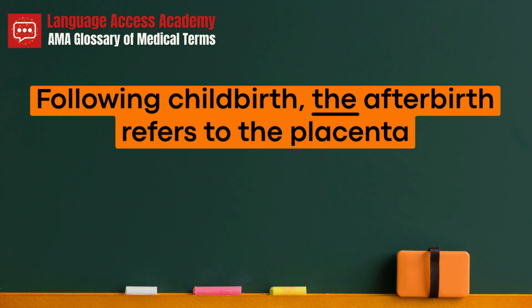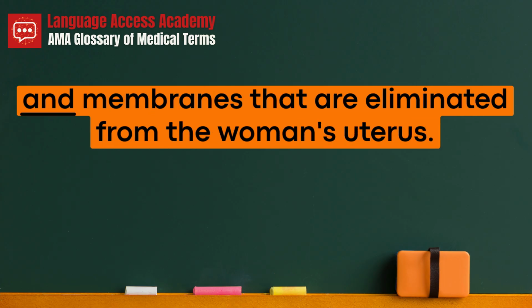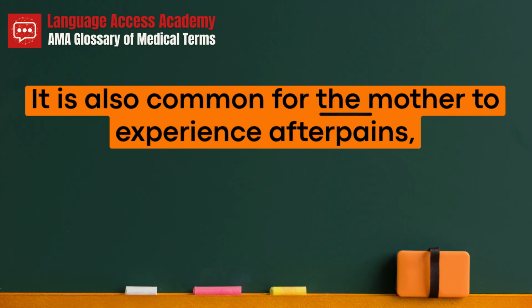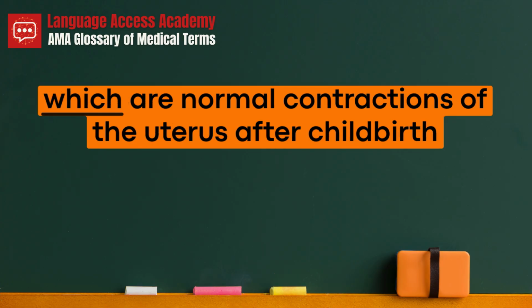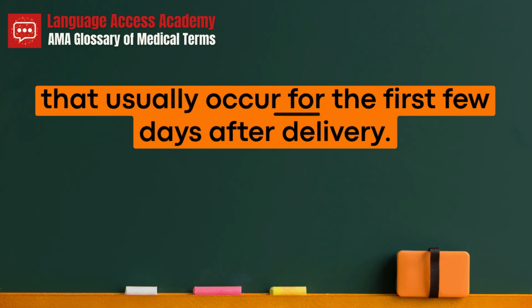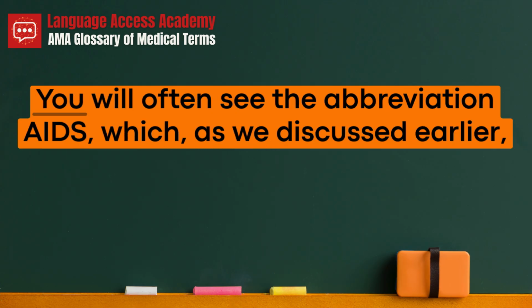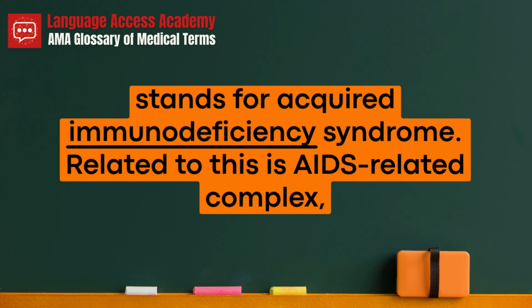Following childbirth, the afterbirth refers to the placenta and membranes that are eliminated from the woman's uterus. It is also common for the mother to experience afterpains, which are normal contractions of the uterus after childbirth that usually occur for the first few days after delivery. You will often see the abbreviation AIDS, which, as we discussed earlier, stands for Acquired Immunodeficiency Syndrome.